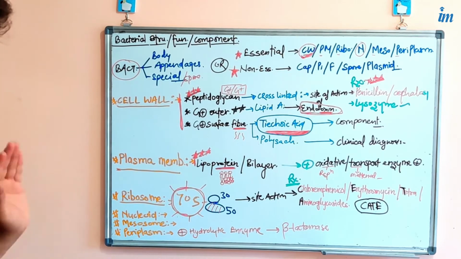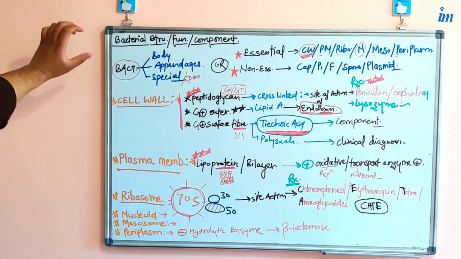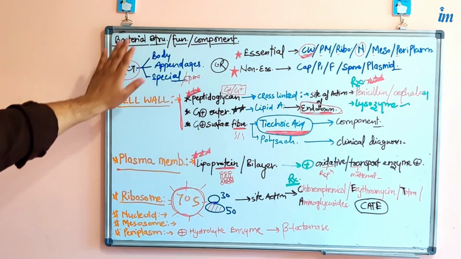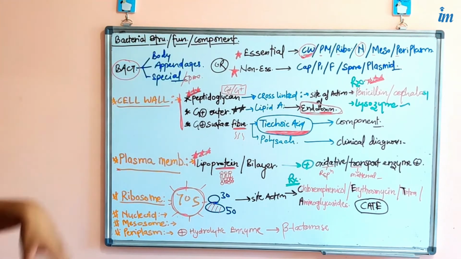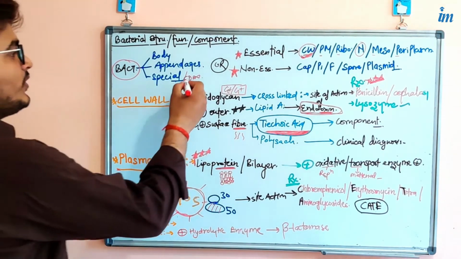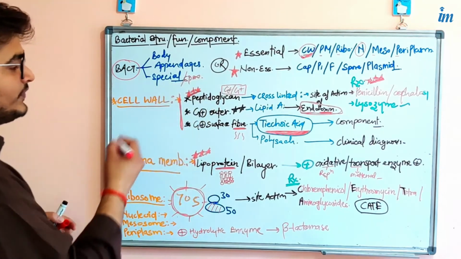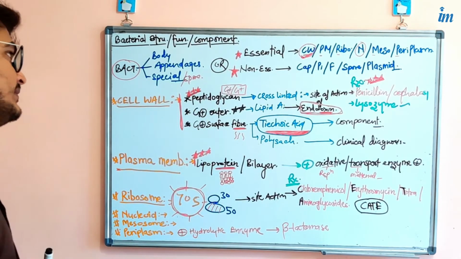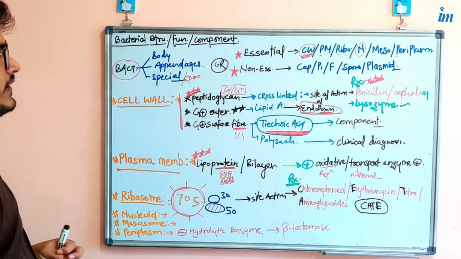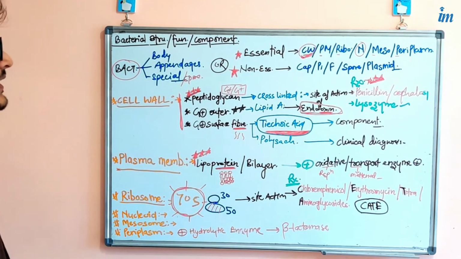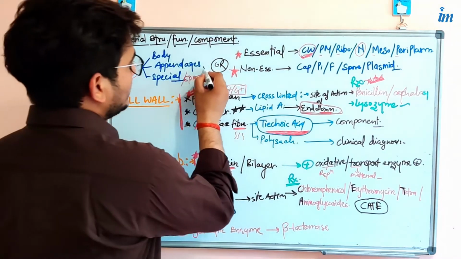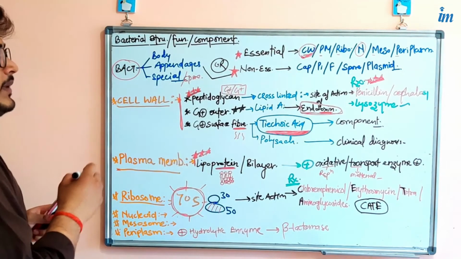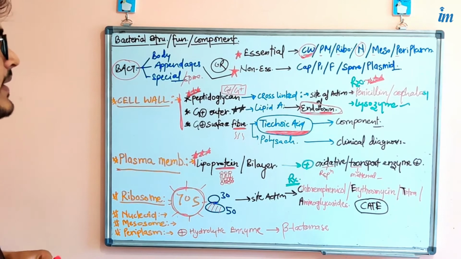Once more I am starting from the first, the bacterial structure and function component. The bacterial structure, its function and components have been talked about in this video, and I told you the bacteria contain the body, appendages and special structures, and those special structures, the spores, are very important for the survival of bacteria in extreme temperature. And most of the appendages are the non-essential part of the bacteria. And when we talk about the body part, it contains mainly the essential part of the bacteria.